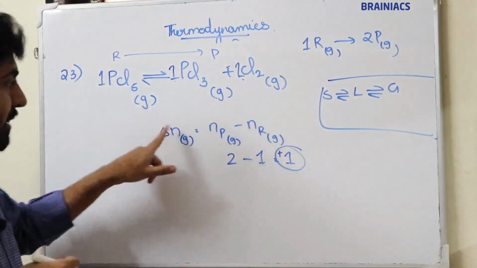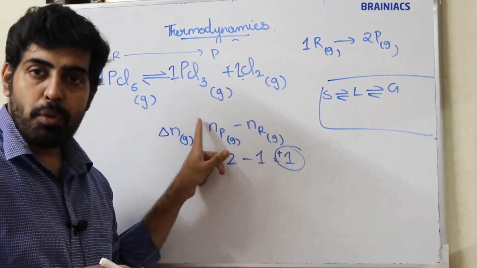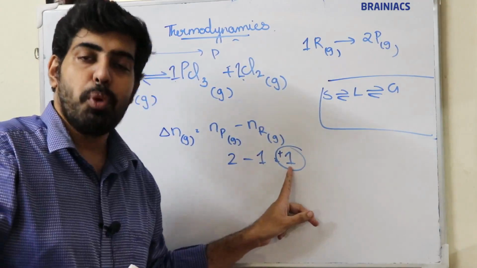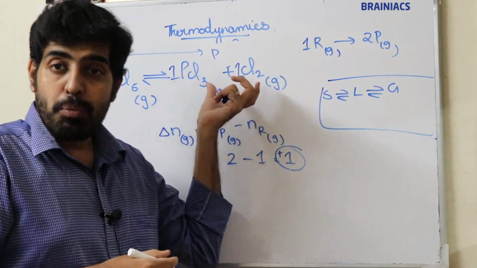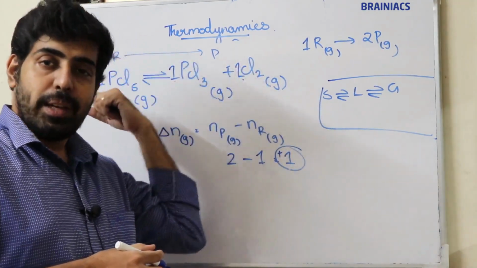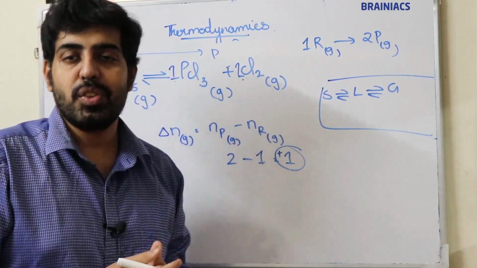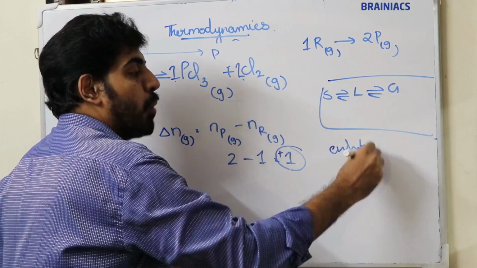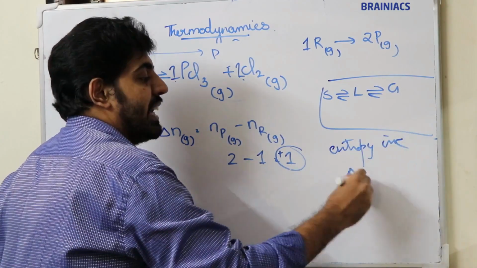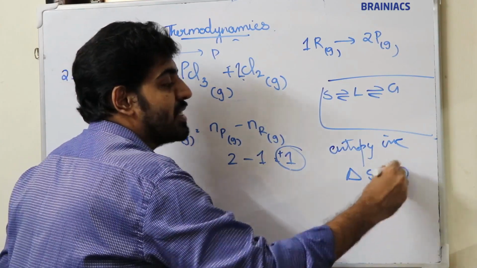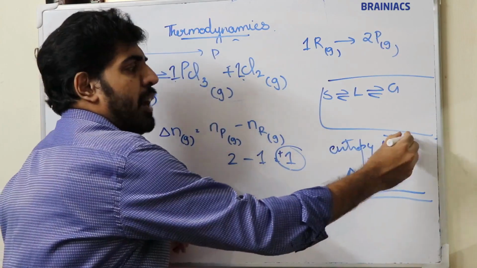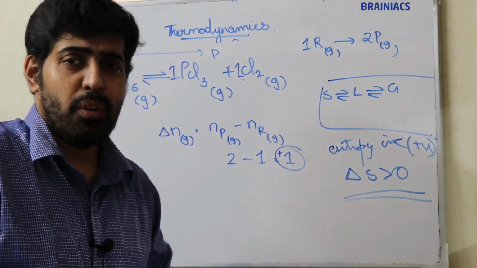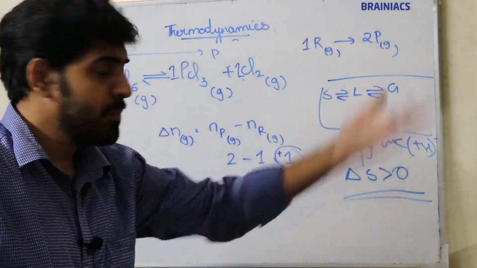So if the delta Ng value is positive, that is, number of moles of product minus number of moles of reactant, then that indicates the number of moles of product in gaseous state is greater than the number of moles of reactants in gaseous state. So entropy increases, which means delta S value is greater than 0. Entropy increase means positive value. Delta S will be greater than 0. This we have already discussed.